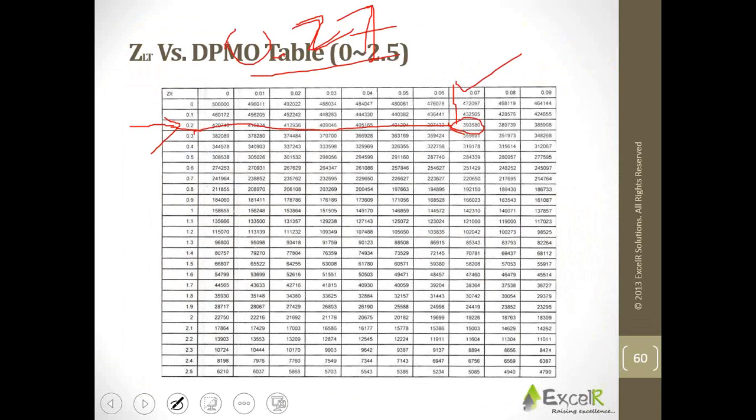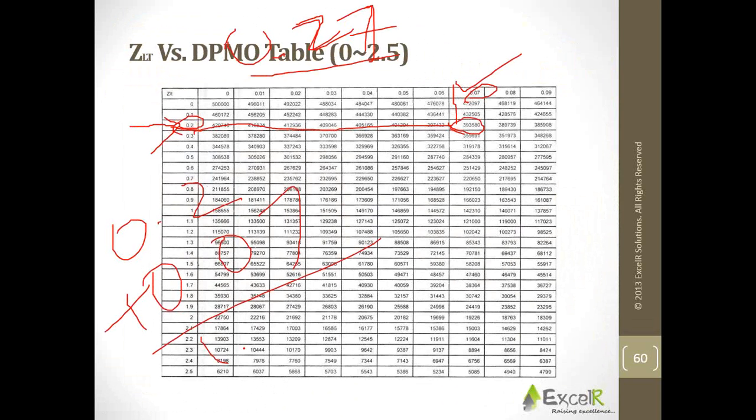0.27. Here we have 0.2. Here we have 0.07. If I add these two, 0.2 plus 0.07, I'll get 0.27. Hence, that corresponding value will be my DPMO. DPMO. Defects per million opportunity.